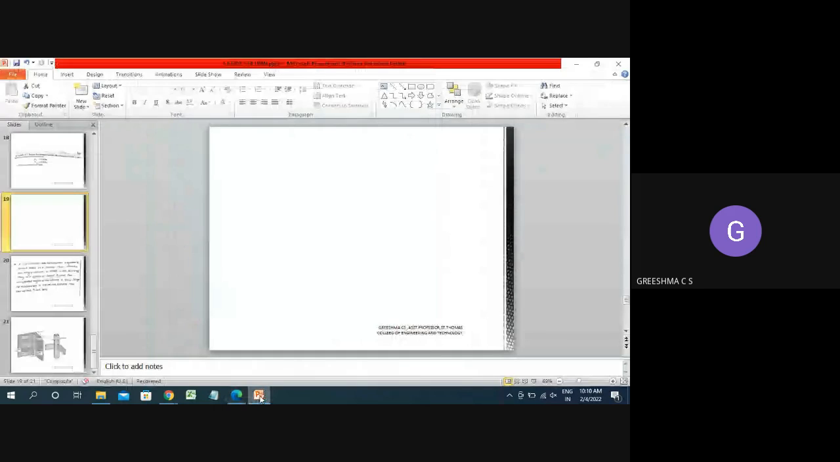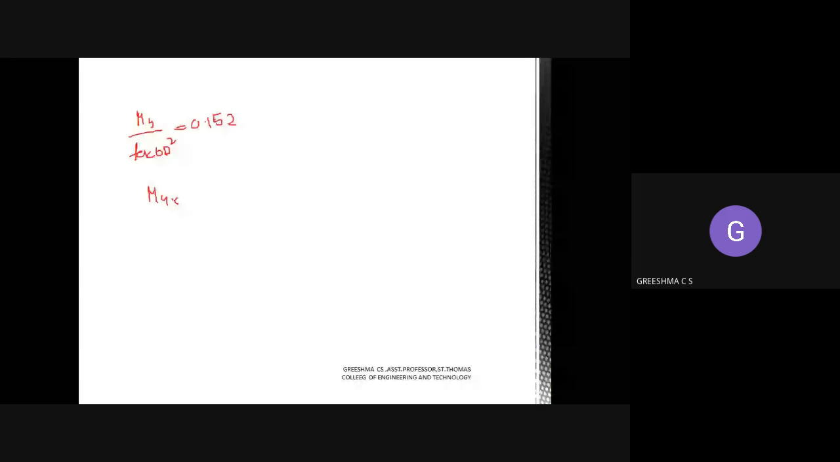So how much is the value? Tell me first. You can take it as 0.152 something like that. The value will be falling under 0.15, 0.152. So take this: mu divided by FCK BD square is equal to 0.152. From this we have to find out the moment capacity along the x direction and the moment capacity along the y direction.